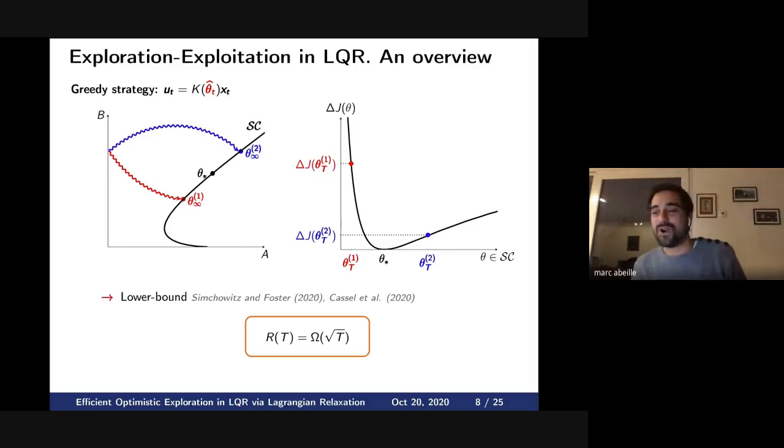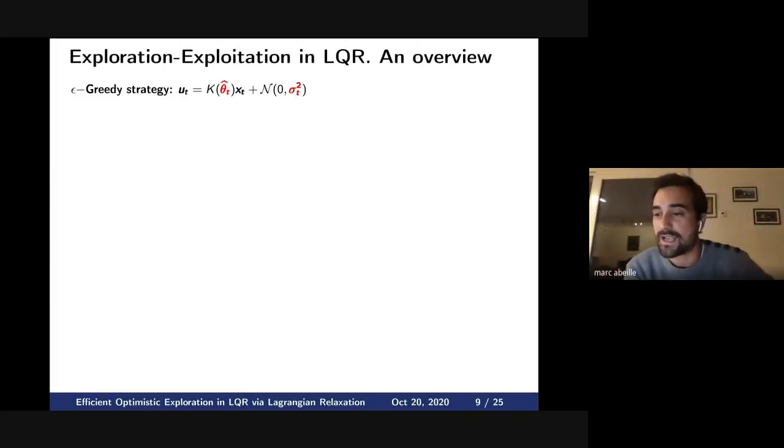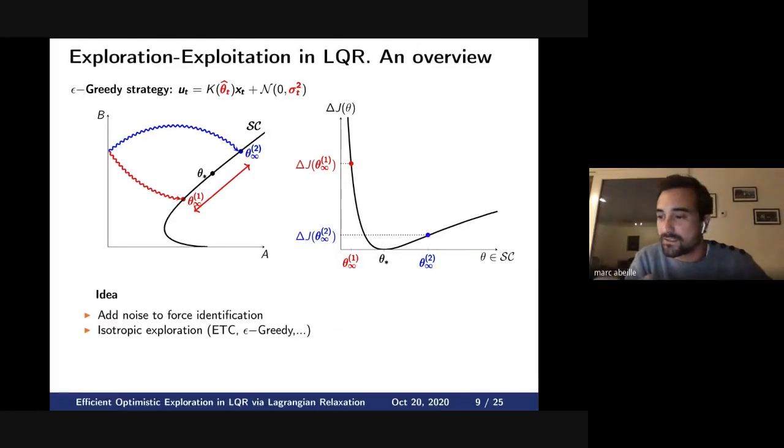And so to overcome this lack of identifiability, the most natural idea is to inject noise into the system to discriminate the true parameter within the self-coherent set. That's the idea behind the epsilon-greedy algorithm, where Gaussian noise is added on top of the greedy controller. In the previous example, injecting such noise can help in forcing the identification within this self-coherent set, and allows us to control on the trajectory the estimate accuracy and, in the end, the suboptimality associated with the greedy controller.